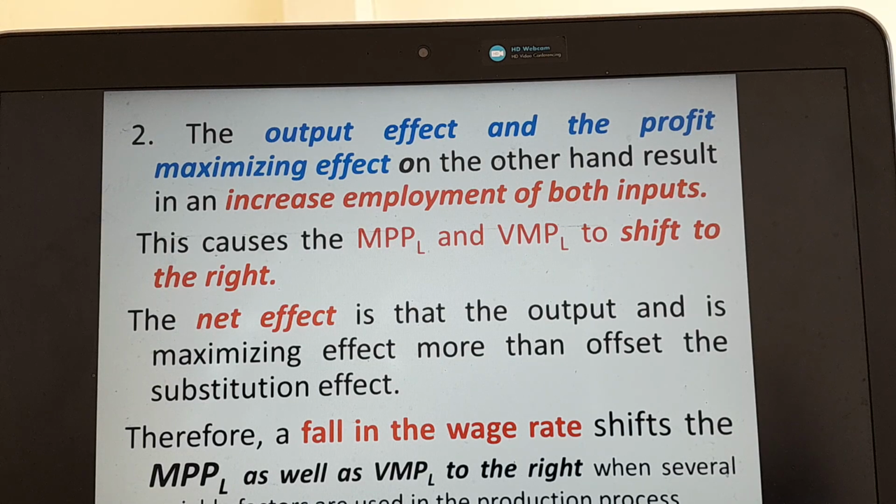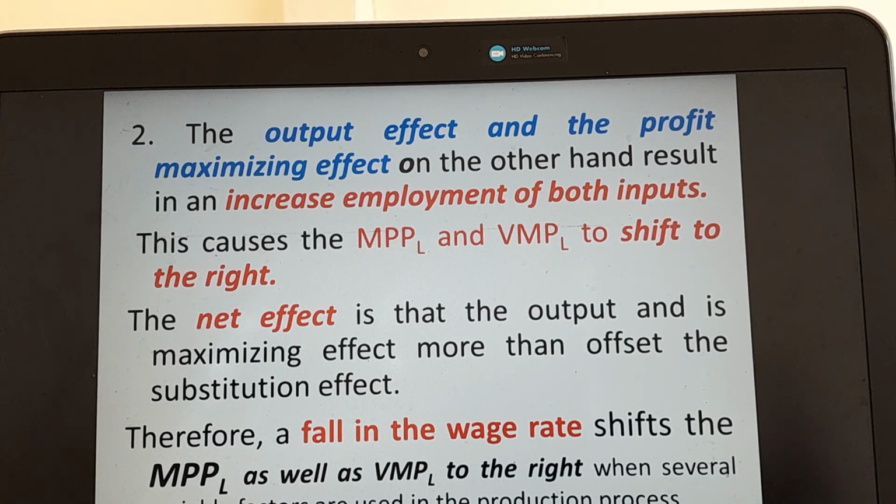It increases the employment of labor and capital. That means K1 to K2, L1 to L2. Also at the profit maximizing level, from A to C, from C to D. As we see especially from B to C and from C to D on the curvature, it is the output effect and the profit maximizing effect. These effects, what do they do? The marginal physical product and value of marginal product that we found there shift to the right.